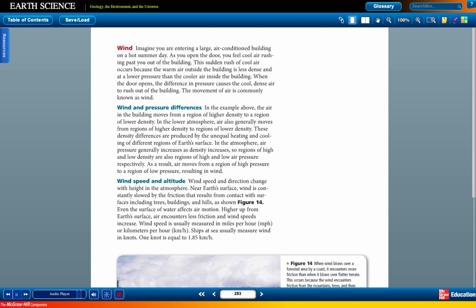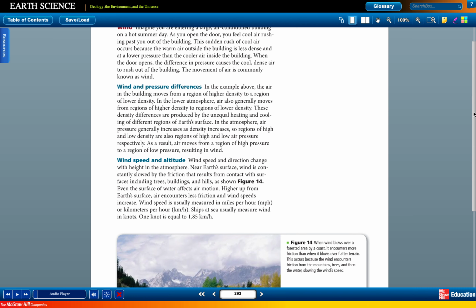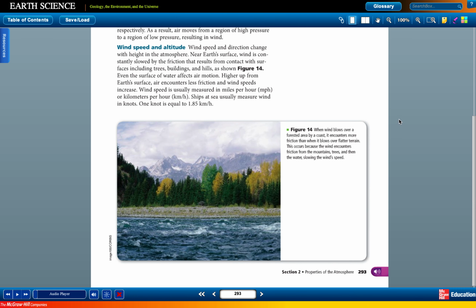Wind speed is usually measured in miles per hour or kilometers per hour. Ships at sea usually measure wind in knots. 1 knot is equal to 1.85 kilometers per hour. Figure 14. When wind blows over a forested area by a coast, it encounters more friction than when it blows over flatter terrain. This occurs because the wind encounters friction from the mountains, trees, and then the water, slowing the wind speed.